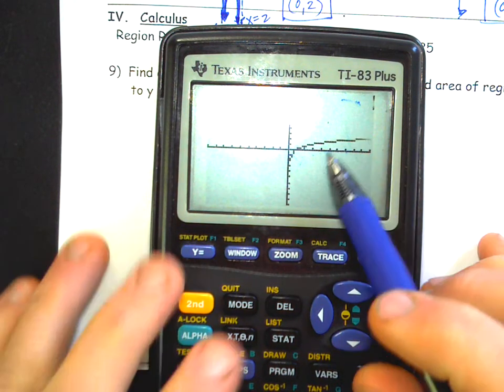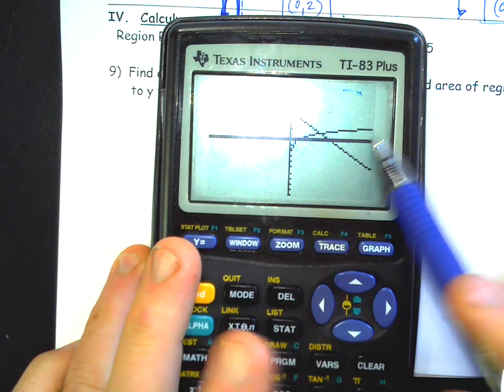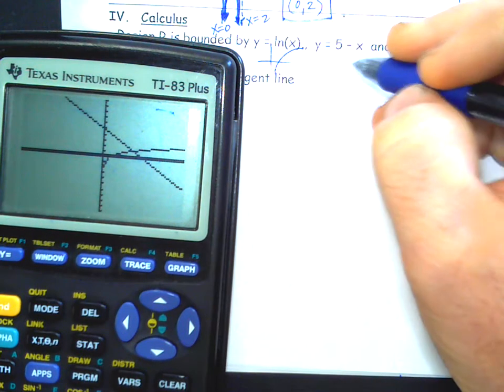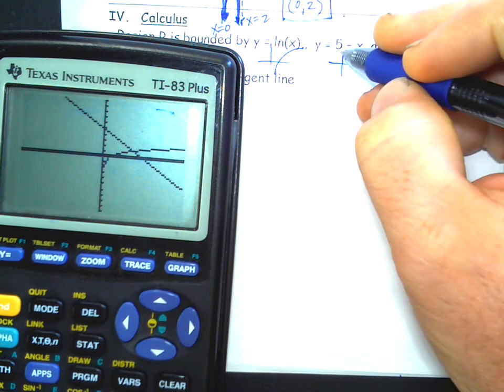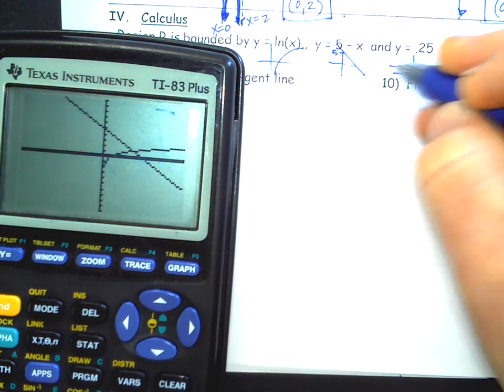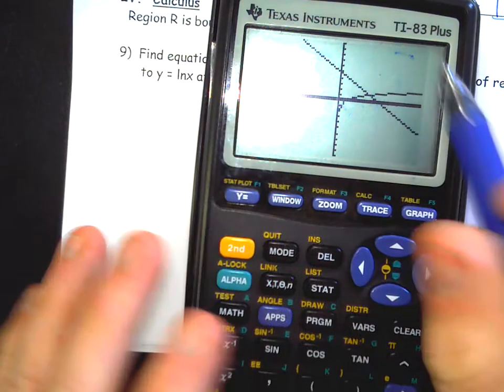Now, there's the natural log function. There's the line, and there's another horizontal line. So it's good to be like, oh, this graph looks like this, right? This is a graph that crosses at 5 and has a -1 slope, and then this one's just a flat line, right? And so you can see them all, and then you can say, oh, you know what? This is really the important area right here.